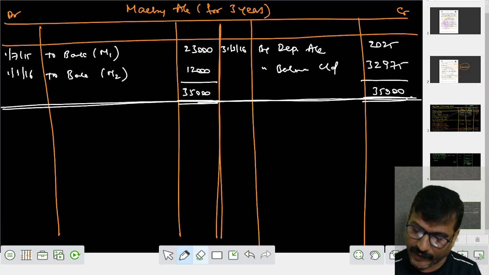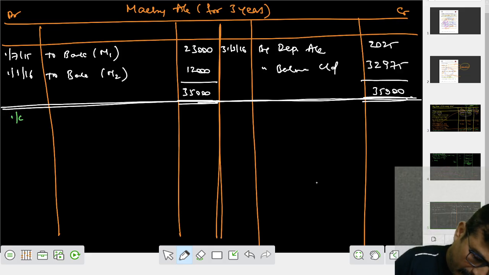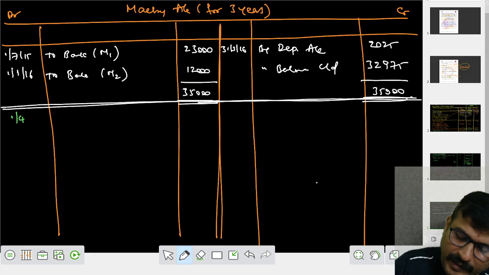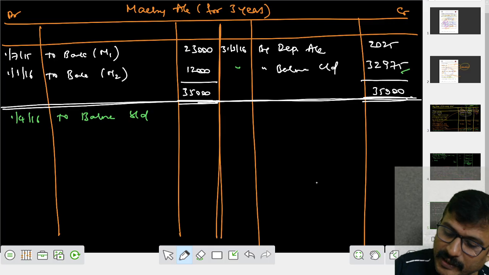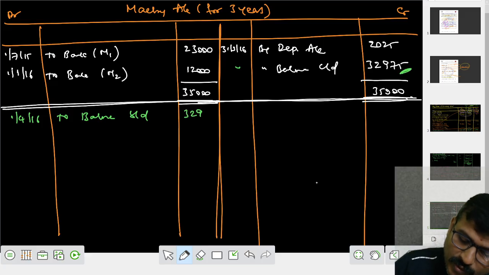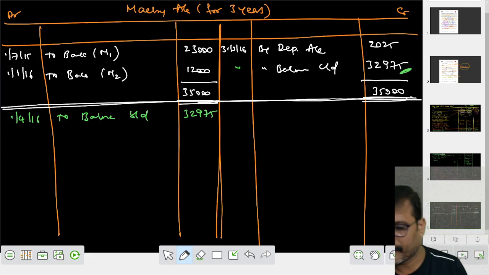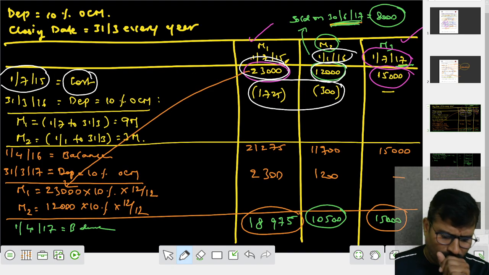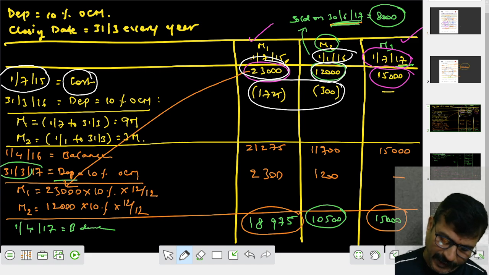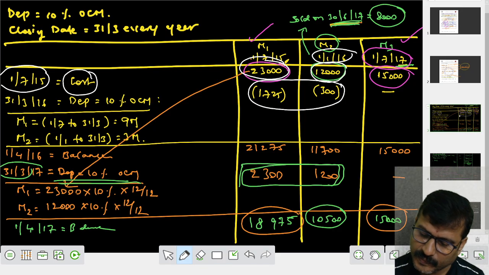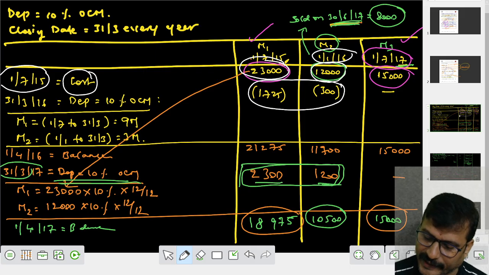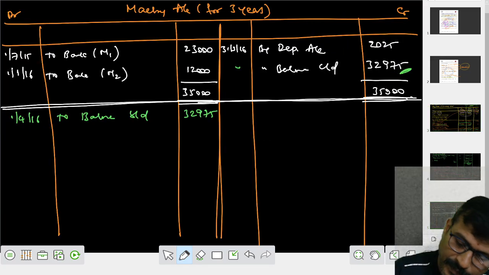Usually what I will do, after 1 year I close completely, because we should not get any confusion in the second year. Fine. When you come to the second year, I am supposed to write, closed on 31st March 16, right? It starts on April 16. What should I write? To balance brought down, the same amount of 32,975. Fine. What happened in the next year? In the next year, March 17, we have calculated only depreciation. The total depreciation of these two, 2,300 plus 1,200, comes to rupees 3,500 on 31st March 17.